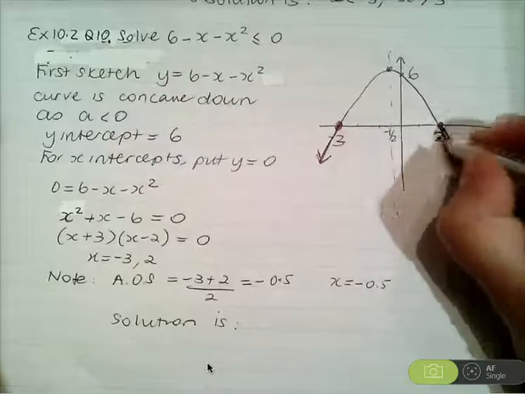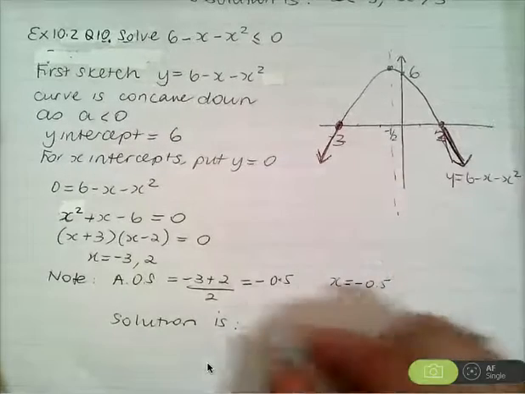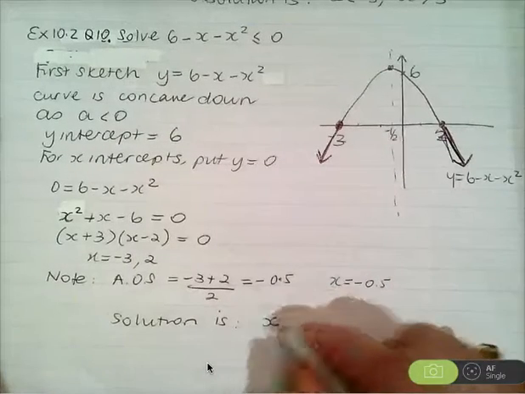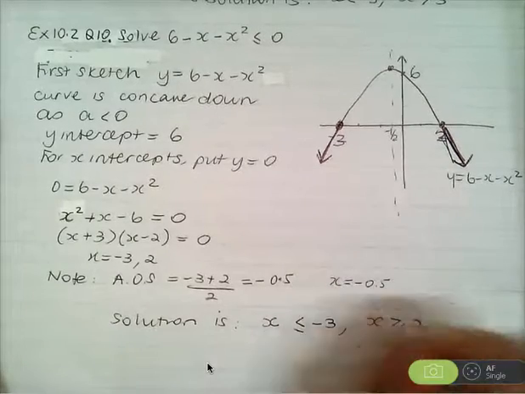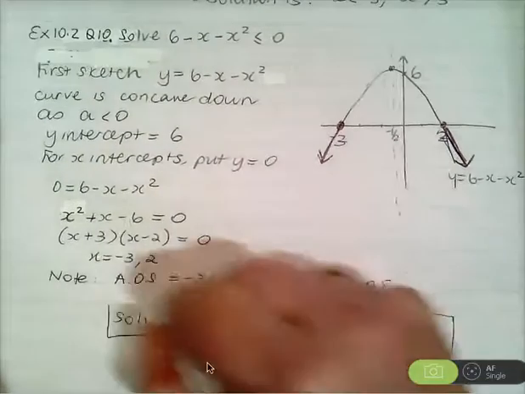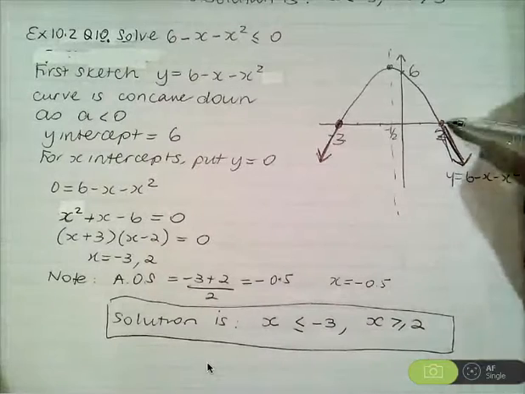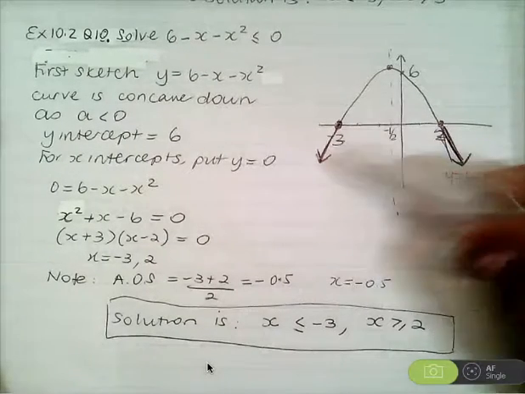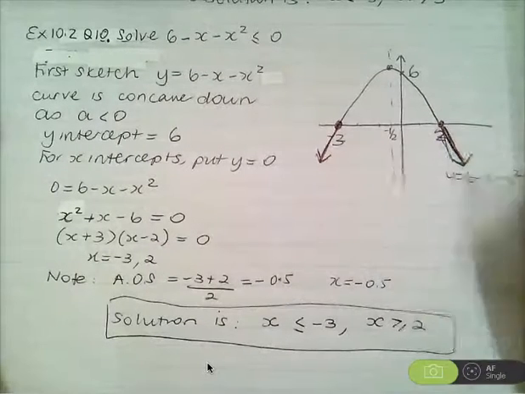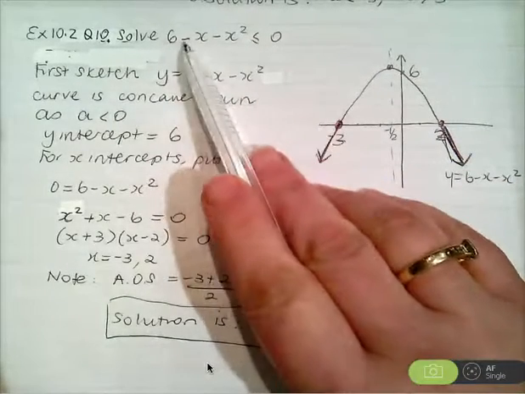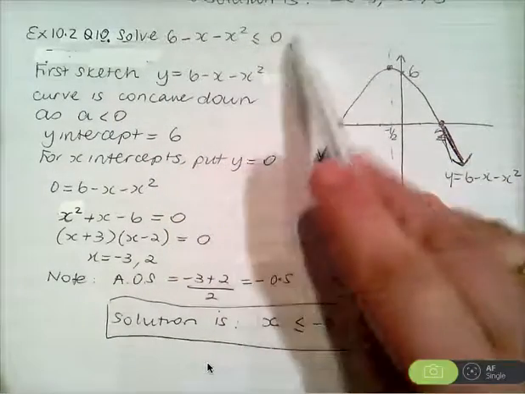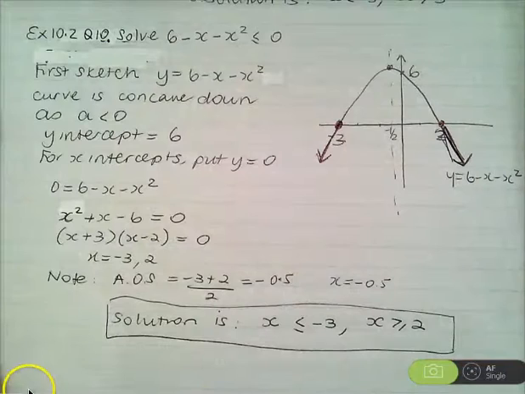So therefore this curve is less than or equal to 0 for values of x less than or equal to -3 and x greater than or equal to 2. So please make sure that you include the less than or equal to -3 and x is greater than or equal to 2, because it's here in the question. You're trying to solve where 6 minus x squared is less than or equal to 0.